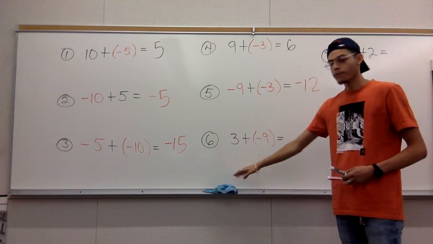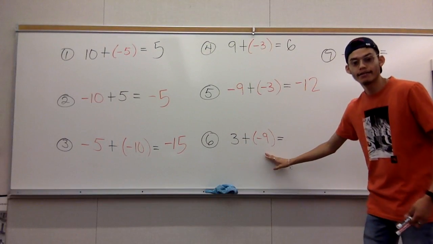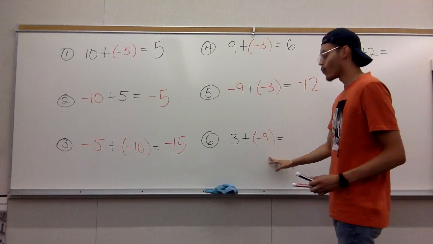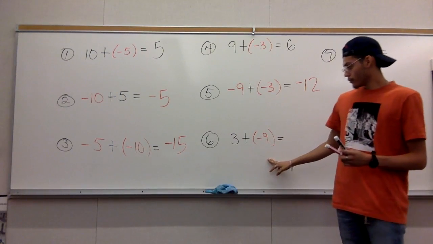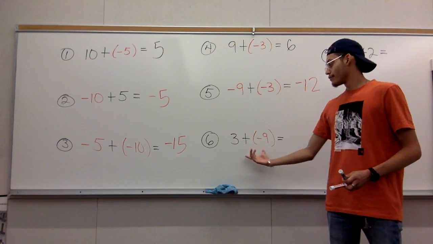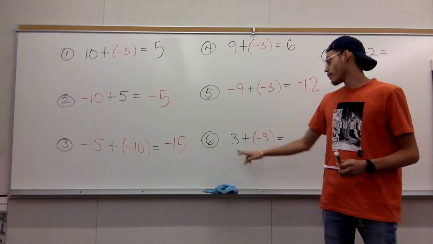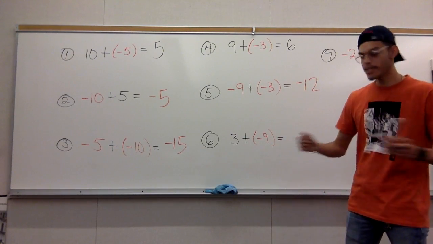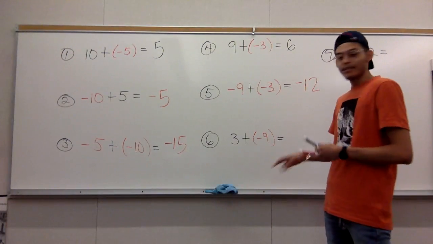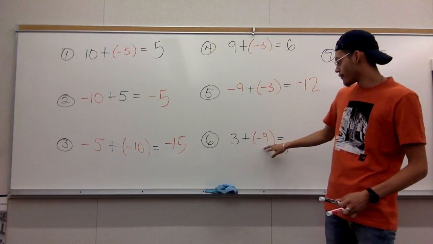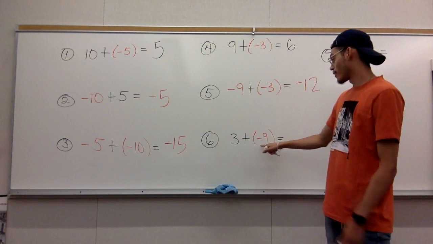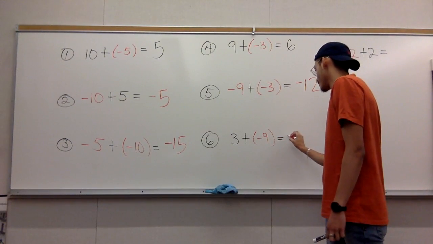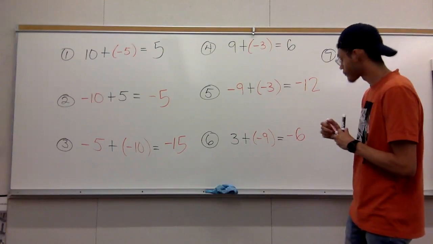Number 6, we have positive 3 and negative 9. They are, of course, different. One is positive, one is negative. So here, if they're different, like I said, you subtract them. 9 minus 3 is 6, of course. So you take the sign of the bigger number. Here, the bigger number is 9, which has a negative, so the answer is negative 6.